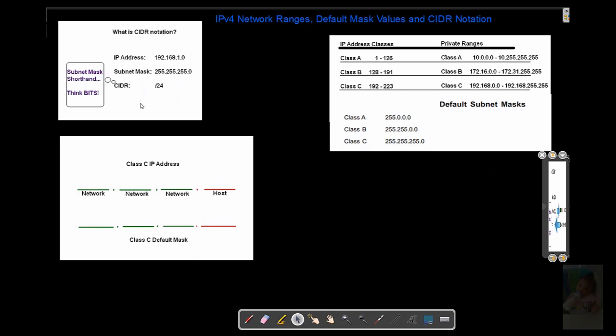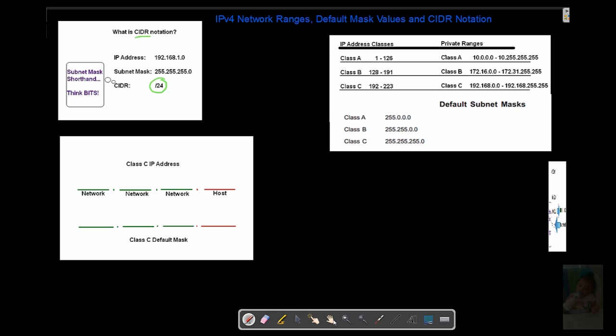Alright, so the last thing that we're going to cover in this particular module will be CIDR notation. So what is CIDR notation? It is basically shorthand for the mask. What you do is you think bits. You think of the network portion as opposed to the host portion. Remember, the network portion is anywhere ones exist in the mask. That's how many bits are enabled when you get to CIDR.